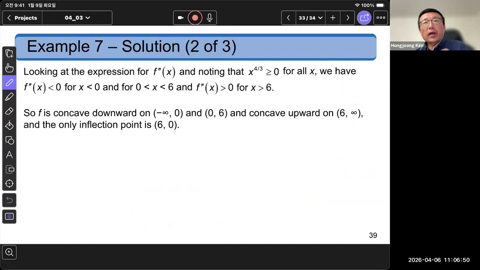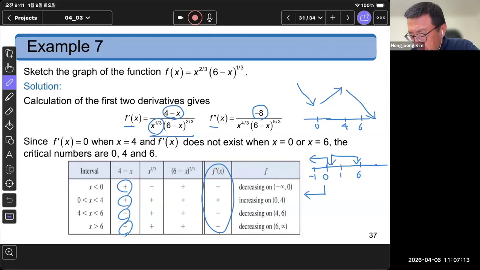So if you do that, you can easily tell that your function will be concave downward to the left of 0, and to the right between 0 and 6. And then your function will be concave upward to the right of 6. So to the right of 6 concave upward, to the left of 6 concave downward. So by combining this concavity, I can fine tune the graph.